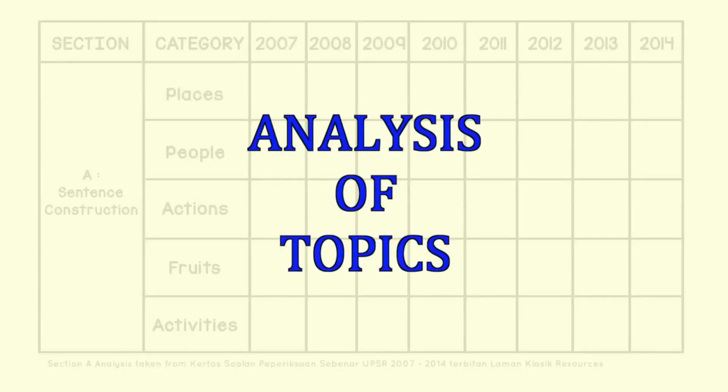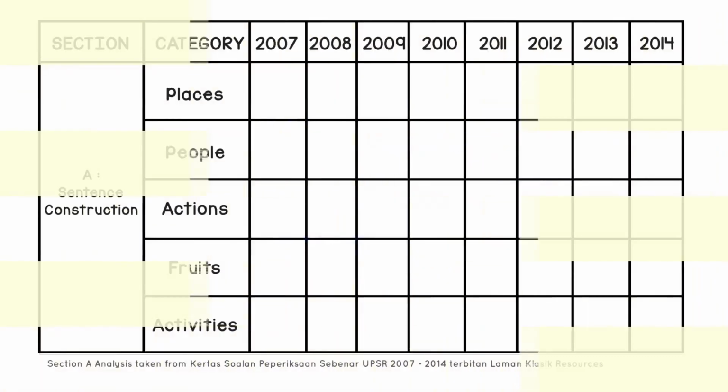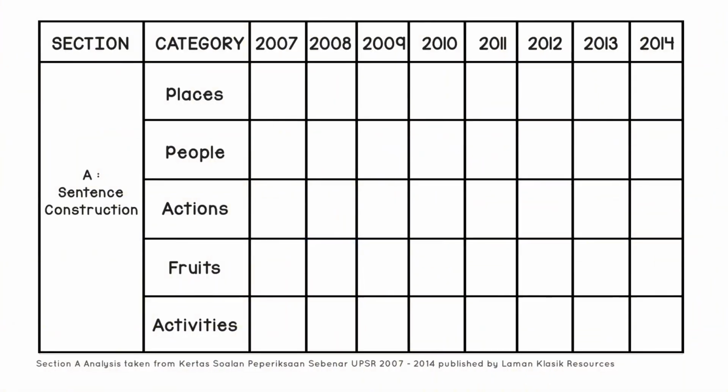Analysis of topics. I have compiled a table and it shows the list of topics which appeared in the UPSR Paper 2, Section A from 2007 to 2014. From this table, we can see that there are 5 main topics, namely places, people, actions, fruits, and activities. Out of these 5 topics, 3 topics appeared most often. They are people, actions, and activities.